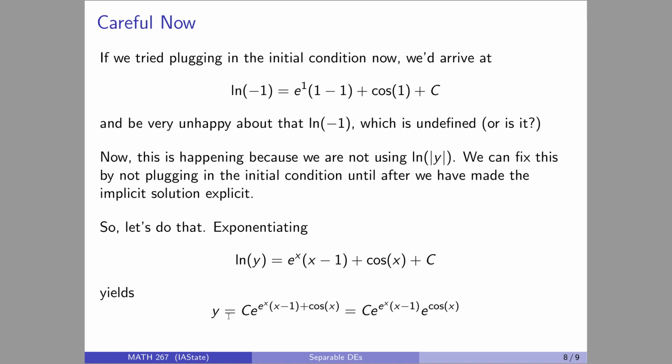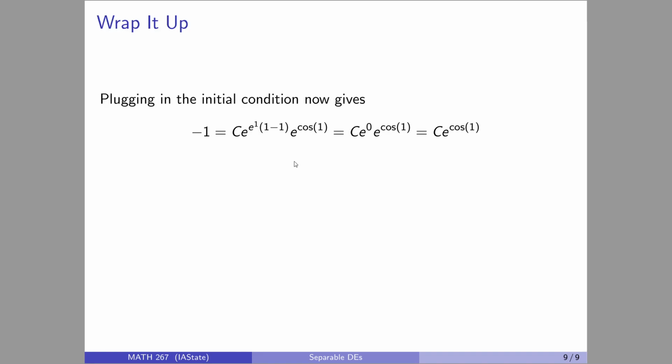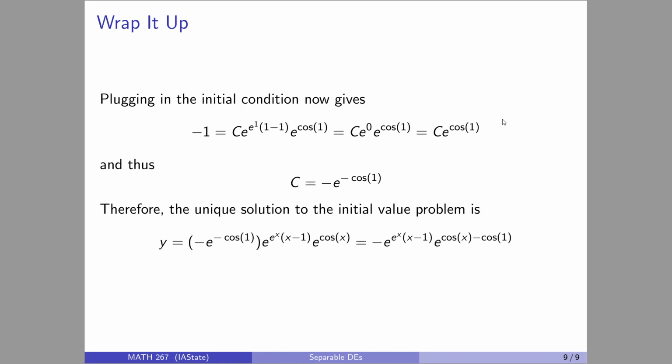Okay, so now that we have the explicit solution, let's plug in the initial condition. So y is -1, x is 1. So e to the 0 is 1. Cosine of 1 is something. Who cares? It's a value. It's there. So we can solve for c now. It's just negative e to the negative cosine of 1. And therefore, the unique solution to the initial value problem is that beautiful solution right there. Look at that function. That's a good one, right? Not too bad.